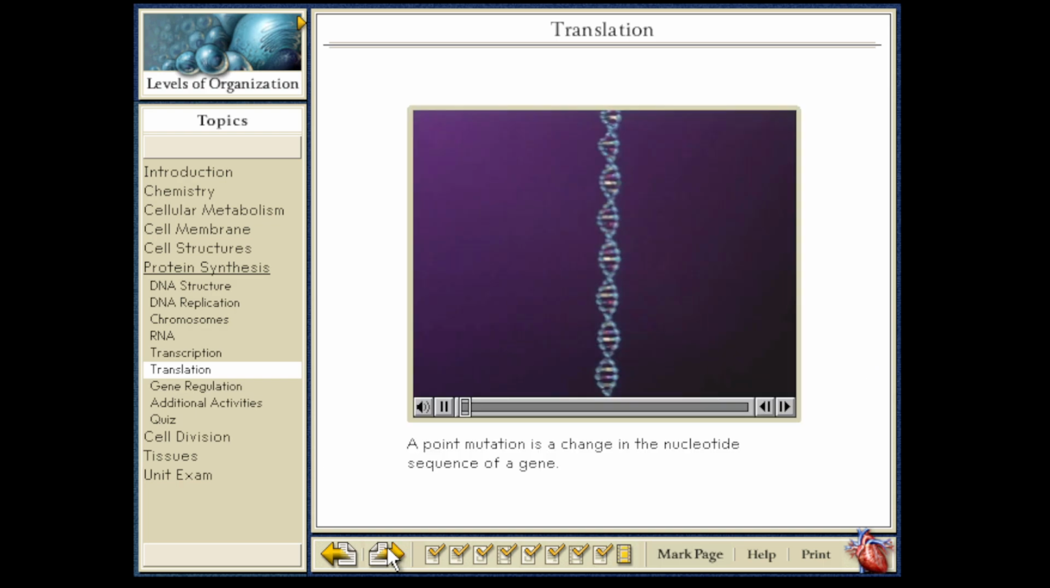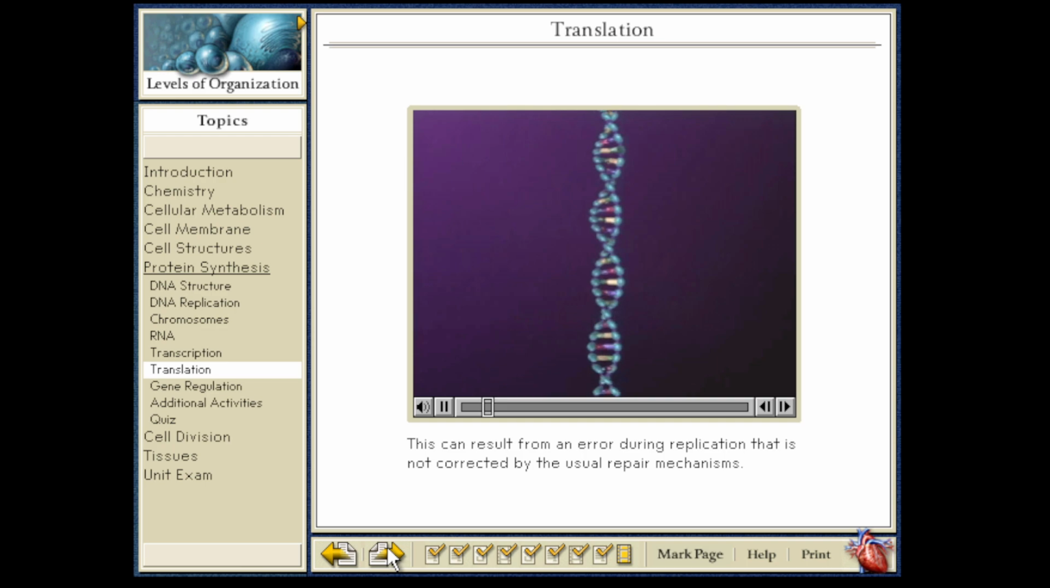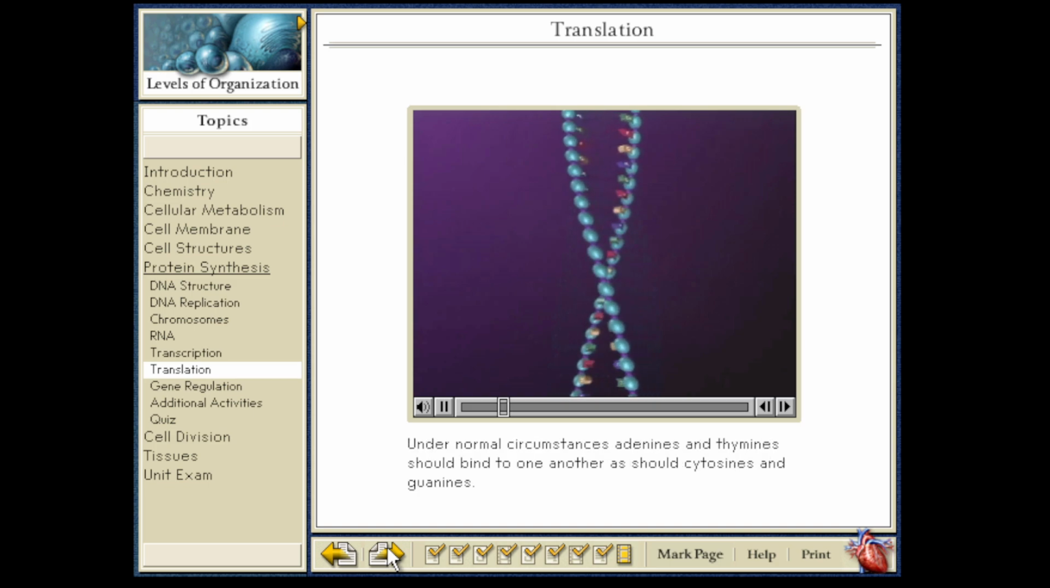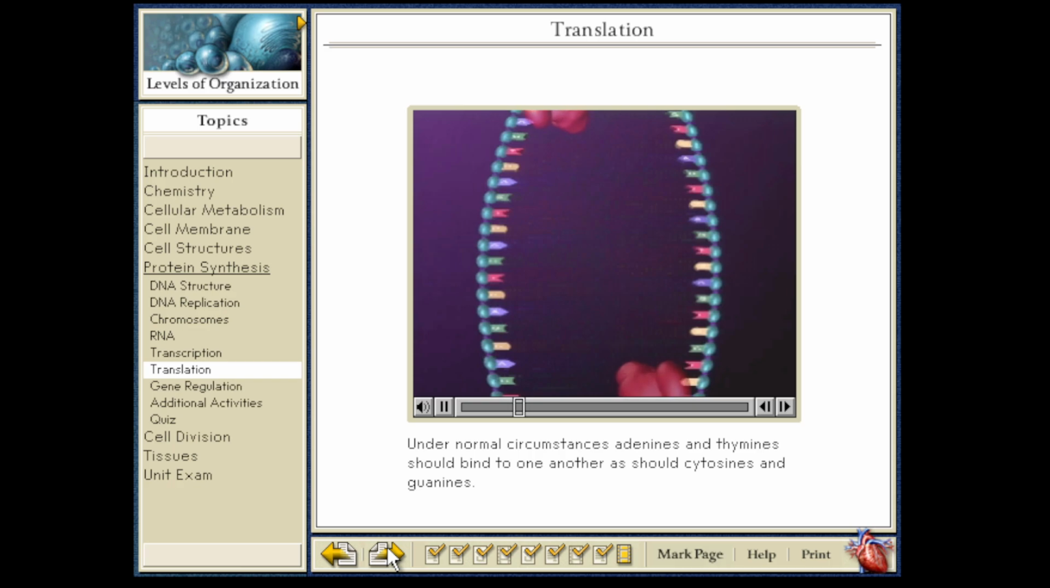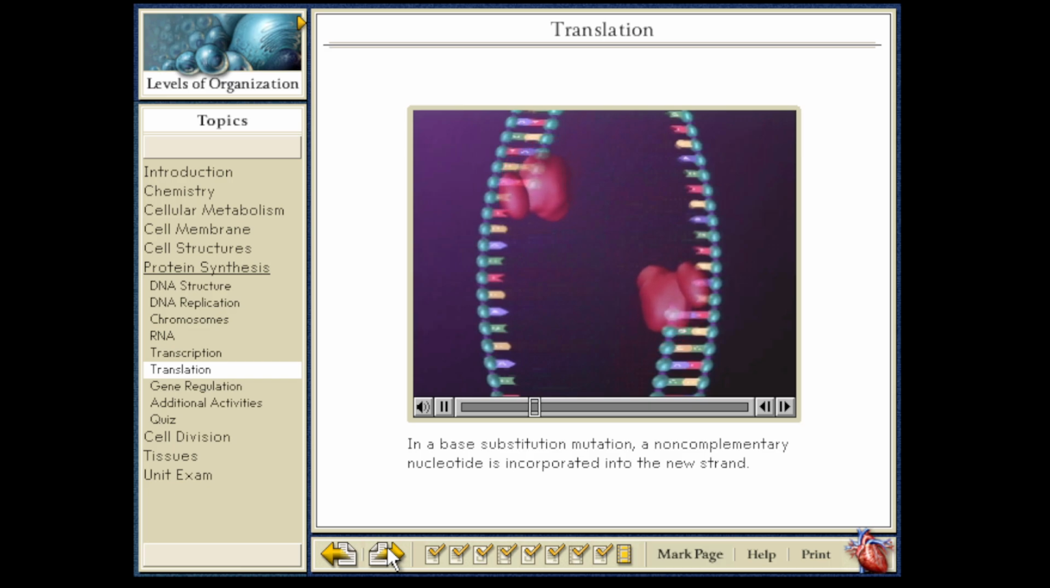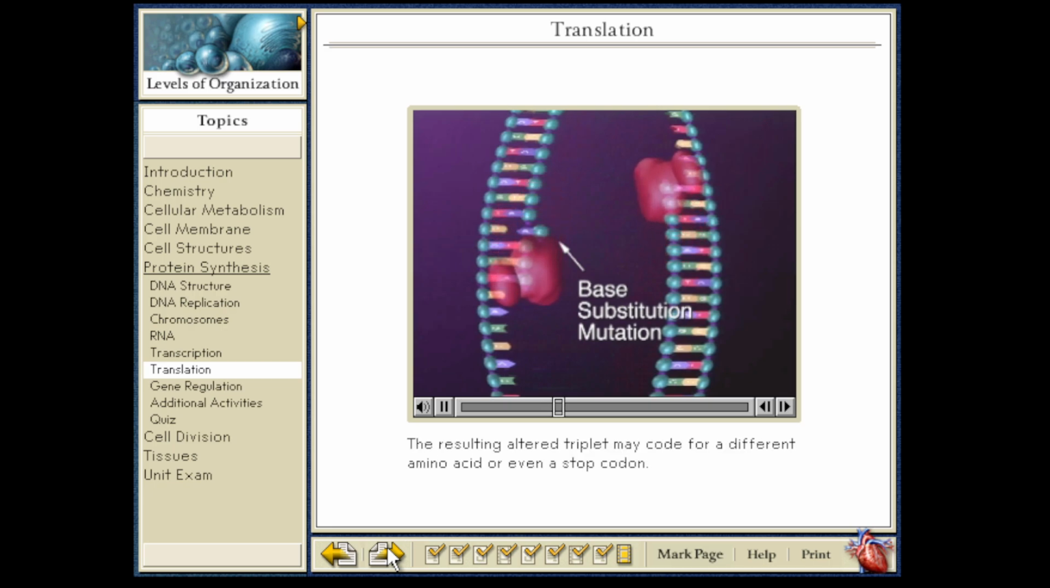A point mutation is a change in the nucleotide sequence of a gene. This can result from an error during replication that is not corrected by the usual repair mechanisms. Under normal circumstances, adenines and thymines should bind to one another, as should cytosines and guanines. In a base substitution mutation, a non-complementary nucleotide is incorporated into the new strand. The resulting altered triplet may code for a different amino acid, or even a stop codon.